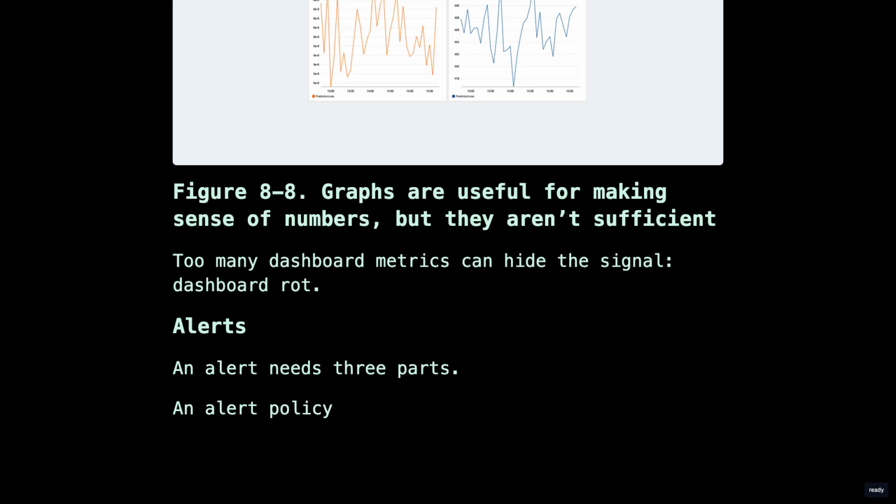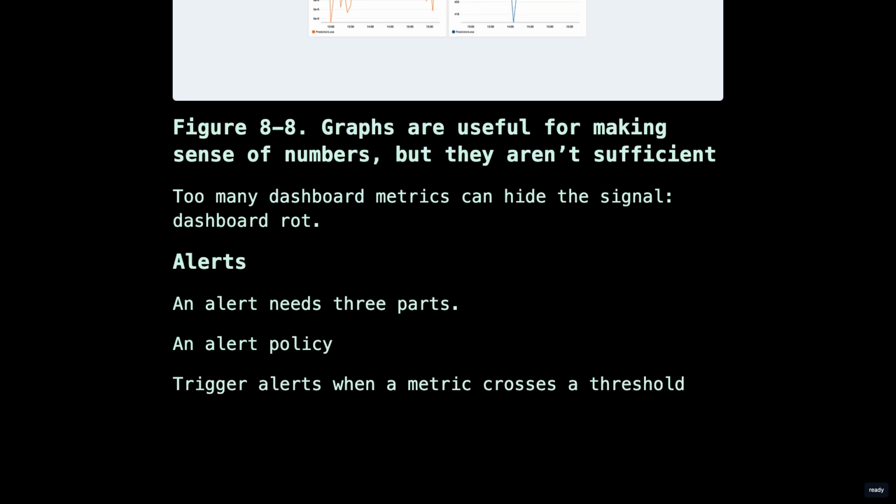The policy defines the condition itself. It says what threshold or pattern is serious enough to deserve attention. That condition is usually a metric limit, sometimes sustained for a period rather than crossed for a single moment. Requiring duration helps avoid noise from brief spikes that do not represent real trouble.